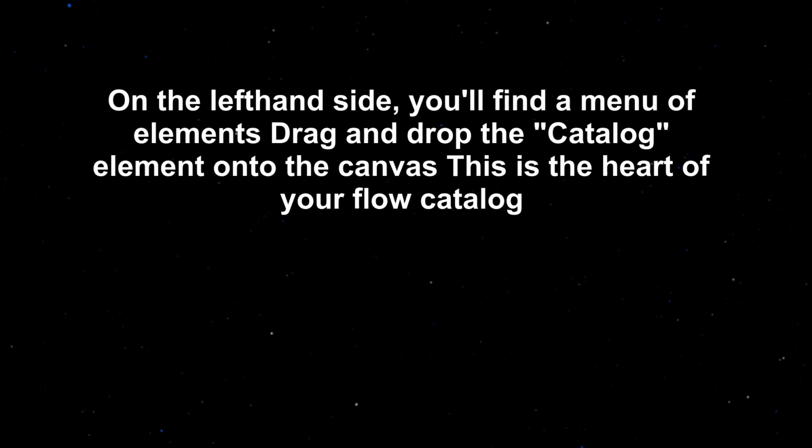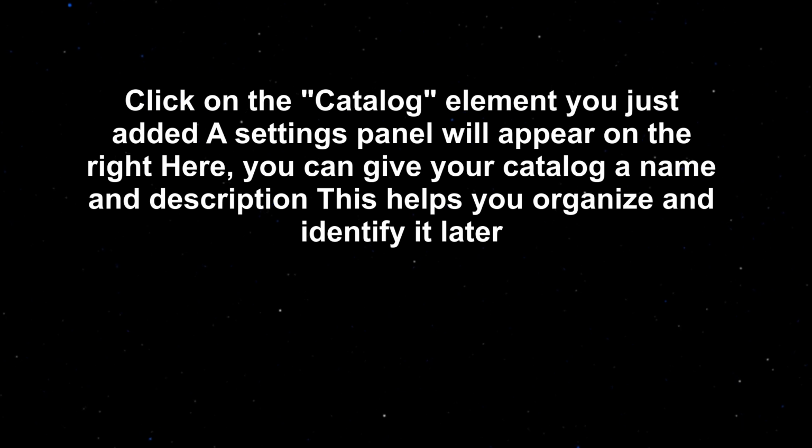On the left-hand side, you'll find a menu of elements. Drag and drop the catalog element onto the canvas. This is the heart of your flow catalog. Click on the catalog element you just added. A settings panel will appear on the right here.